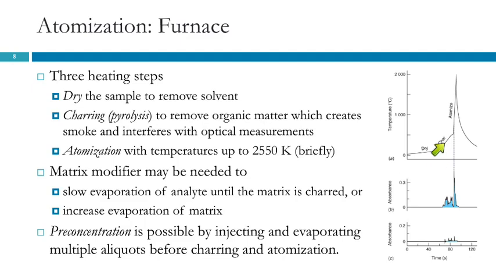So we char the sample, and then the temperature in the furnace shoots up very rapidly, atomizing our sample, and that's when we can read the signal through that furnace. That's called atomization. And there you're going to get temperatures up to about 2550 Kelvin. That can only be held at a high temperature like that very briefly. In the one reference I looked at, it said 7 seconds. Because if you keep it up there, your furnace will begin to burn up. So these furnaces do not last forever.